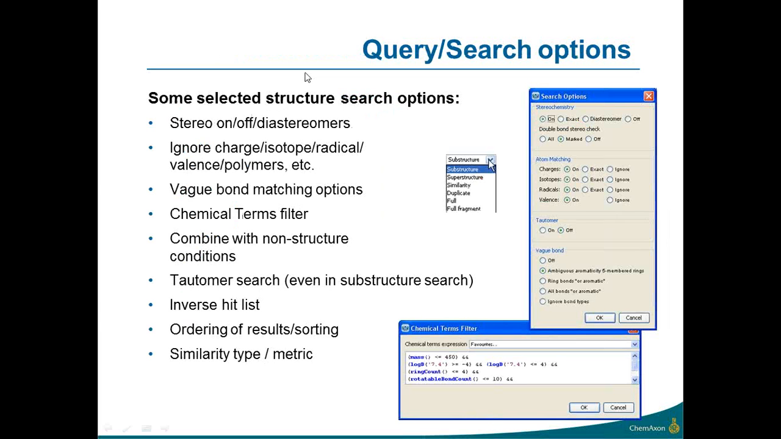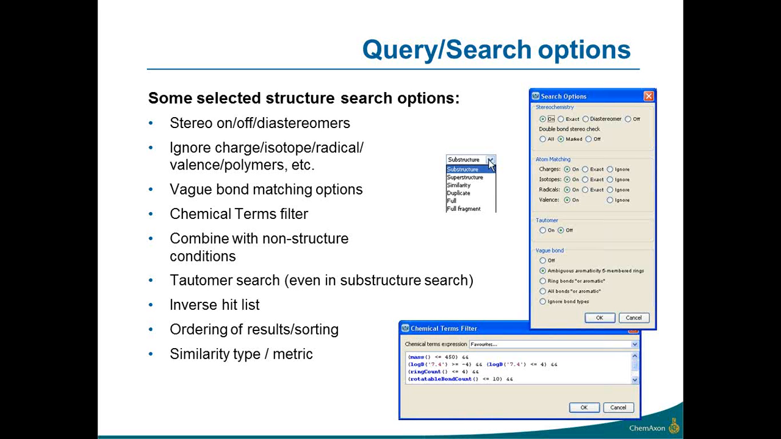Besides that, you have even more options. You can search for stereochemistry. You can keep the stereochemistry on, you can keep it off, you can do an exact search, you can do a diastereo merge search, and so forth. Opposite to searches for structures with charges, isotopes and radicals, you can ignore them. You can ignore the valence as well, and in polymers you can do a search on that as well.